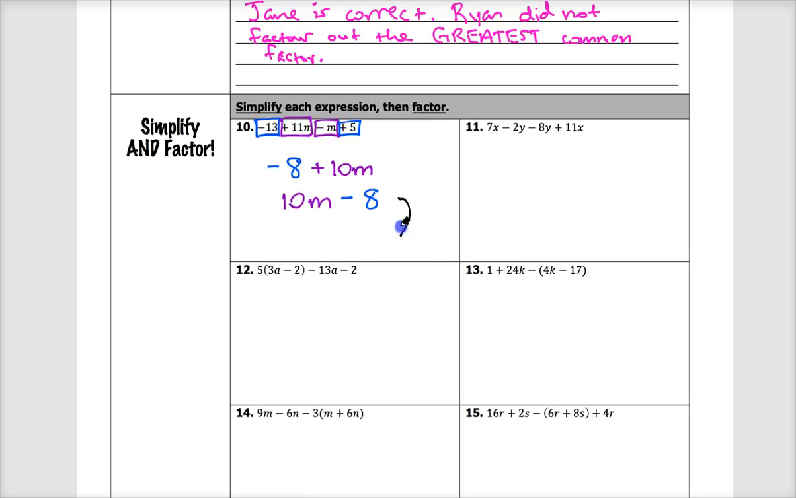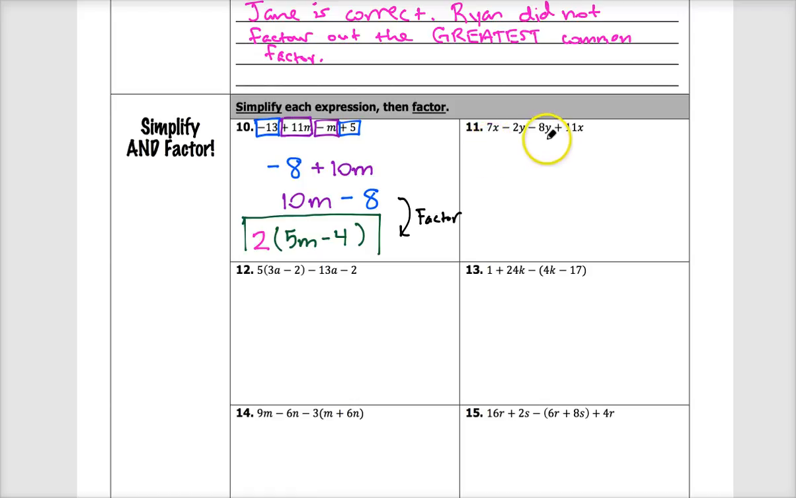So now to factor, this is where I need to undistribute, and so I think of my GCF. What's my GCF of 10 and 8? Well, the GCF of 10 and 8 would be 2. So we put a 2 on the outside, and then we think what goes on the inside. What times 2 is 10m? That would be 5m. And what times 2 is negative 8? That would be a minus 4. So the factored answer here is 2 times the quantity 5m minus 4.